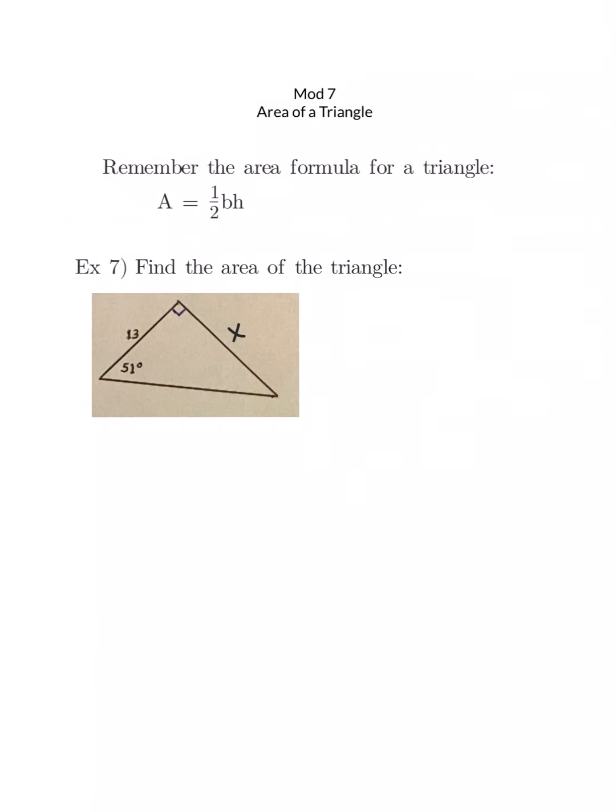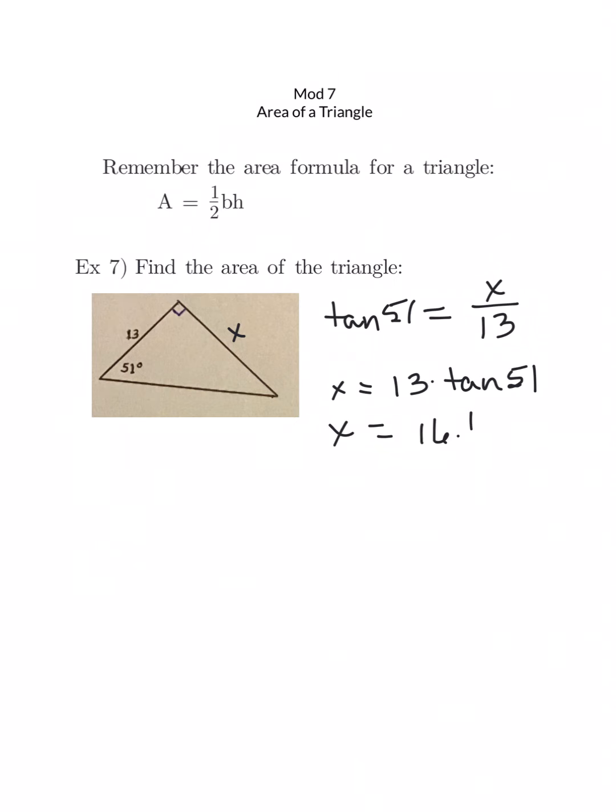So we need to set up a tangent relationship for 51 degrees has to equal the opposite of the 51 is the x, the adjacent to the 51 is 13. So now we know that x equals 13 times the tangent of 51, and so when we calculate that, our x has to be 16.1.